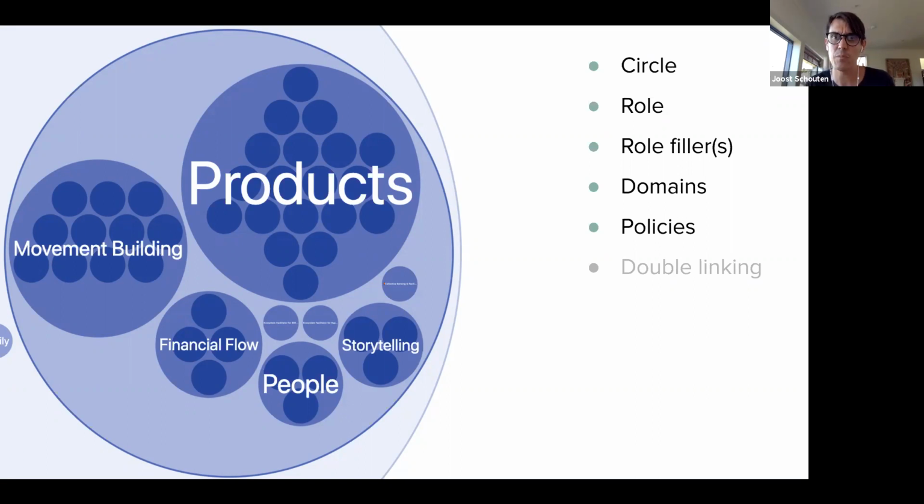There's a lot to explore, but maybe I'll just check in with you for a second if there are any questions around the specifics of governance here, because I can't quite assess how much exposure you have had to governance and circle and role structures just yet.